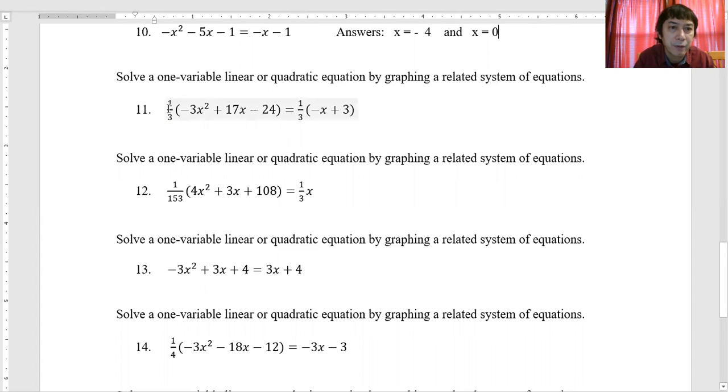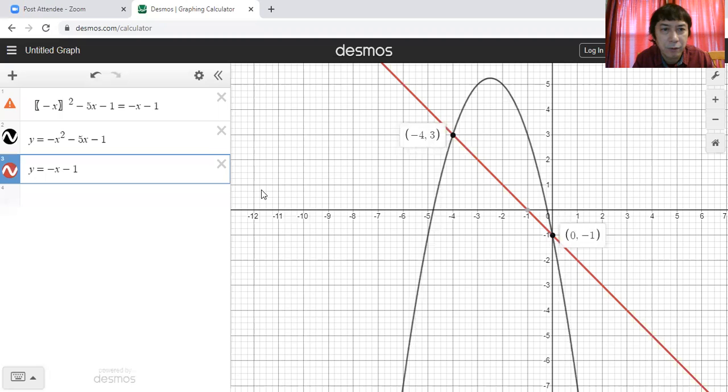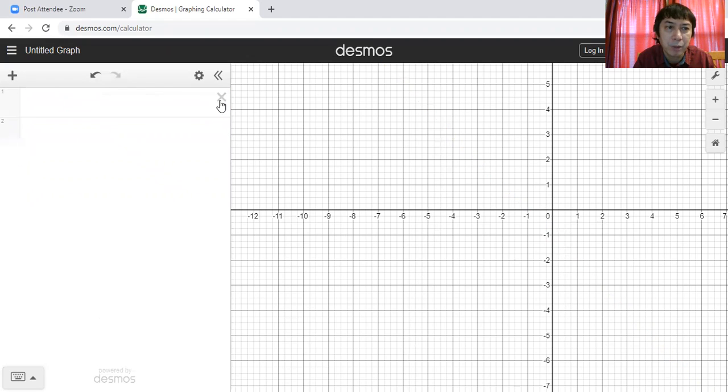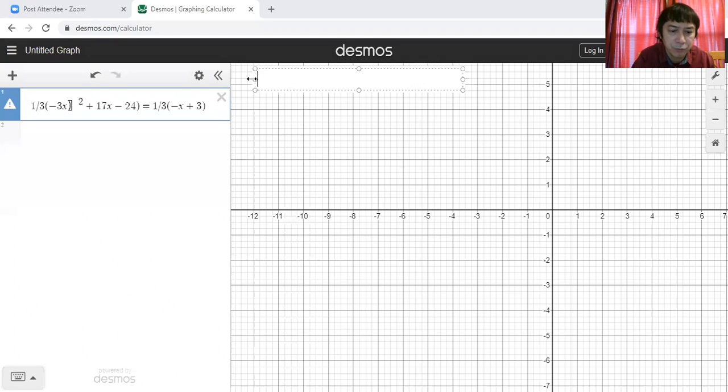All right, let's get the equation and use the Desmos graphing calculator. Our equation is 1/3 times the quantity -3x squared plus 17x minus 24 is equal to 1/3 times the quantity -x plus 3. So here's our one variable equation expressed using the variable x. We shall graph this using the Desmos graphing calculator. Clear the number 10 problem. Here's number 11.